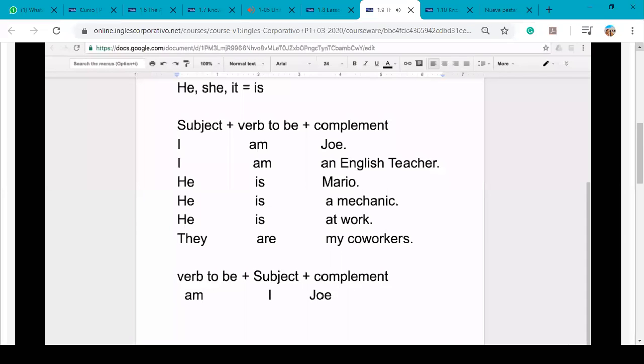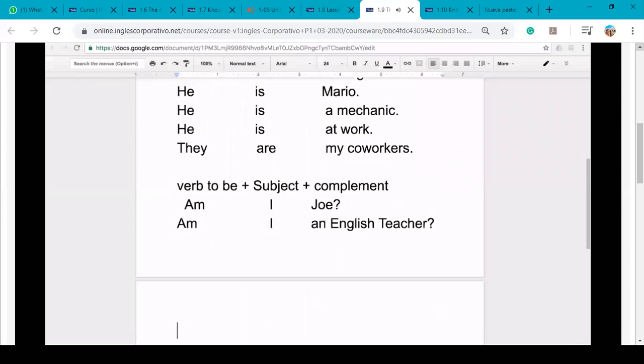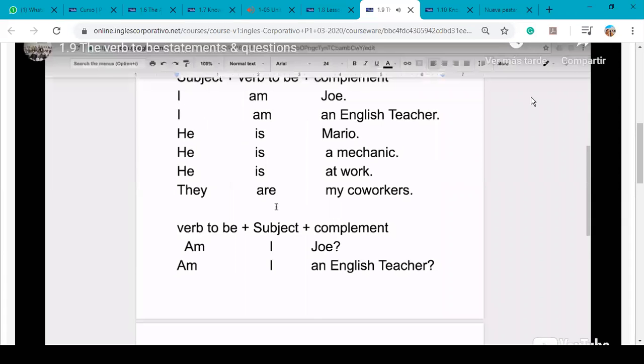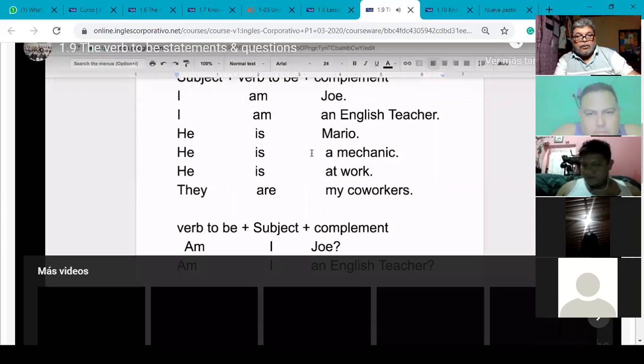So the first question is, am I Joe? Yeah, obviously you need to change things like spelling at the beginning with capitals. Am I Joe? Okay. And the next one, I am an English teacher. What I'm going to do is change the order and I'm going to say, am I an English teacher? All right, and then we put a question mark at the end. So how would we form the next one? He is. Okay.